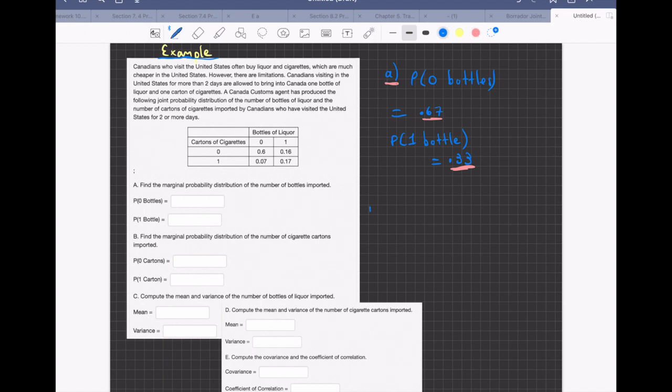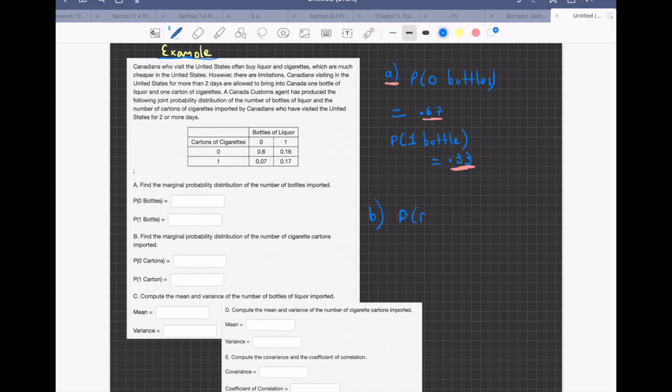Now, B. Find the marginal probability distribution of the number of cigarette cartons imported. Well, in this case, we need to have two tables. First, for bottles, the possible values are 0 and 1. We already have the. Oh, I'm sorry. I got confused. I thought we have to find two of them, but no, it's asking for the other case. Marginal probability distribution of the number of cigarette cartons. So 0 and 1.